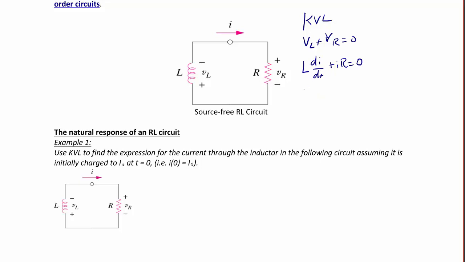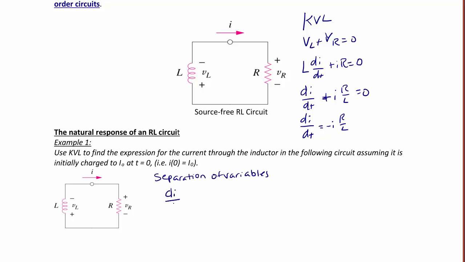Now we do something called separation of variables. I'm going to put all of the terms that include I of t on the left side of the equal sign and all of the other terms on the right side. So we have di/dt equals negative I times R over L. Then I divide both sides of the equation by I and multiply by dt. So I have di over I equals negative R over L dt.